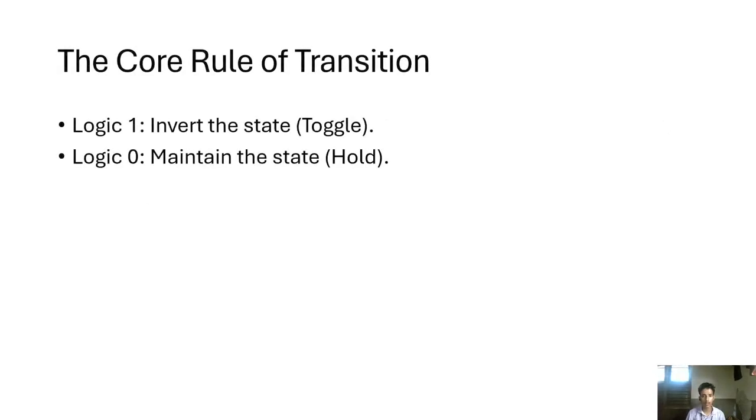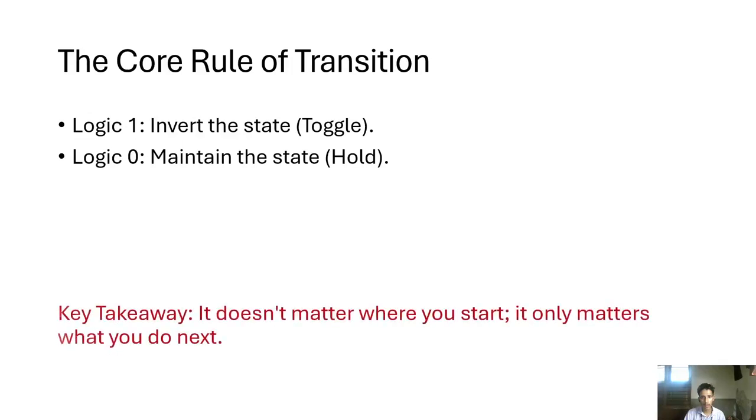The logic for this is incredibly simple. When we want to transmit a logic 1, we force the signal to toggle to the opposite state. When we want to transmit a logic 0, we hold the signal exactly where it is. Because of this rule, the receiver does not need to know if the signal started high or low. It only needs to watch for when the signal flips.